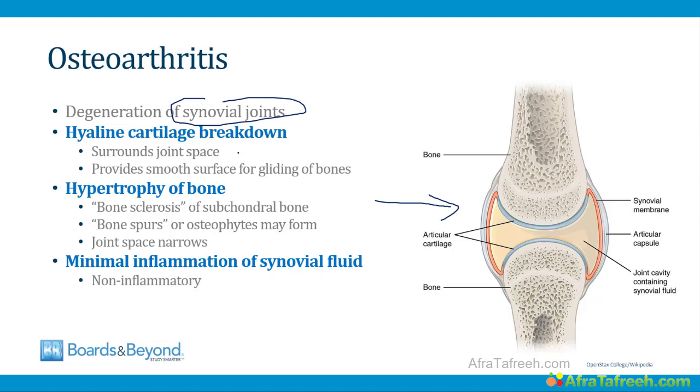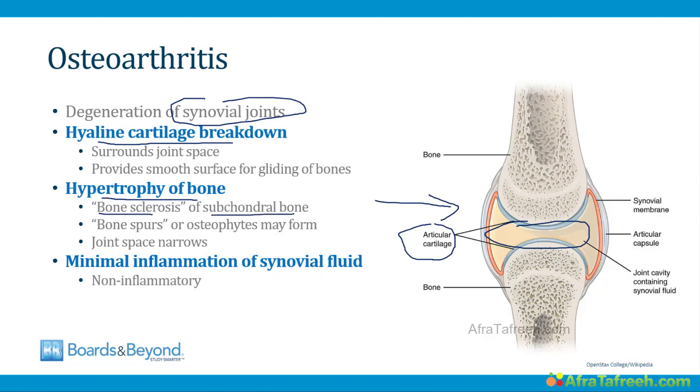In terms of pathophysiology, there's a couple of things you should know about osteoarthritis. First of all, one of the major features is hyaline cartilage breakdown. So hyaline cartilage is this cartilage that surrounds the synovial joint space, and it provides a smooth surface so the bones can glide along one another, and that breaks down in patients who have osteoarthritis. The pathophysiology of osteoarthritis is complex, but one thing that happens is the bone along the joint space starts to hypertrophy. And this can cause sclerosis of subchondral bone, which is bone beneath the chondral membrane.